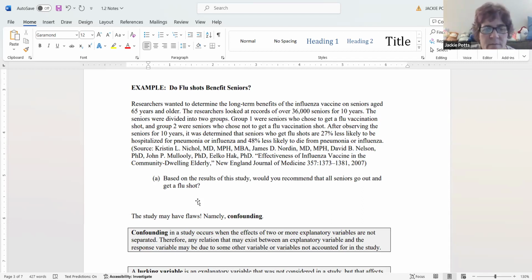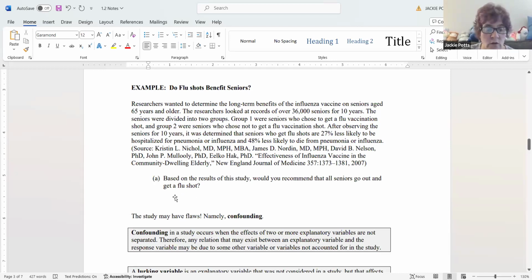Researchers determined long-term benefits of influenza vaccination. I'll let you read through that. And I want you to think about this. Read it and think about it. Would you recommend that all seniors go out and get a flu shot based on what you just read? Give you a moment. You've paused to read. Would you recommend? I wouldn't.